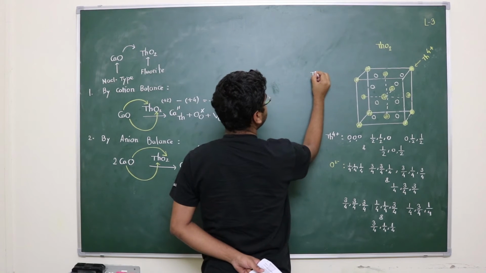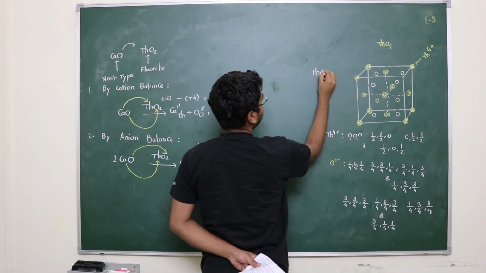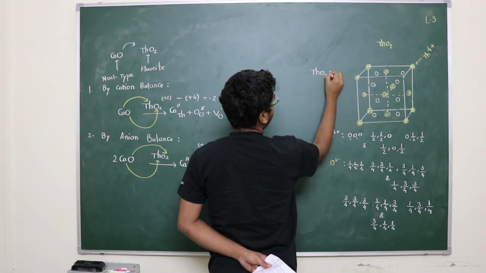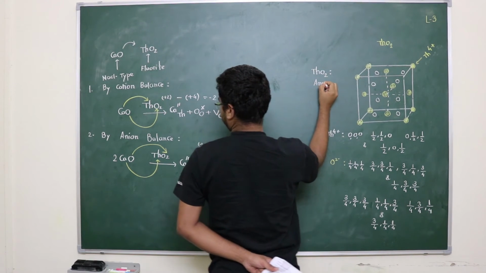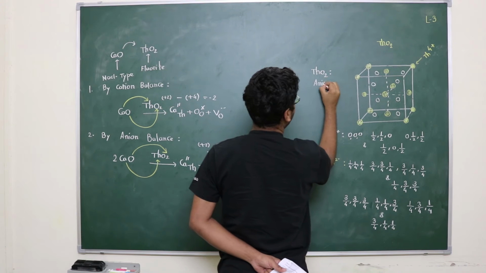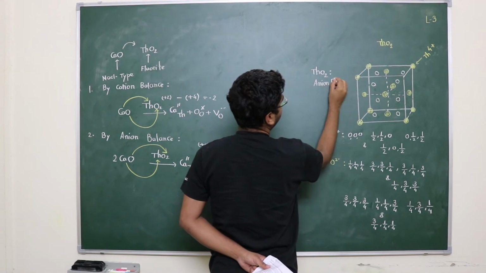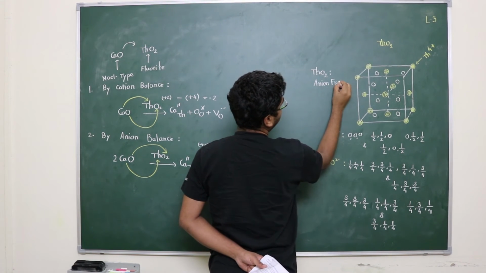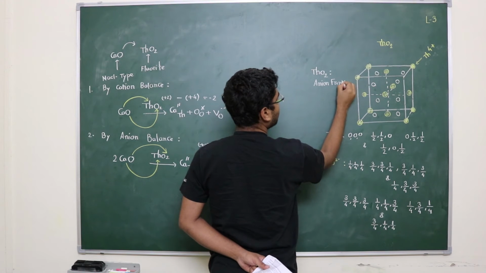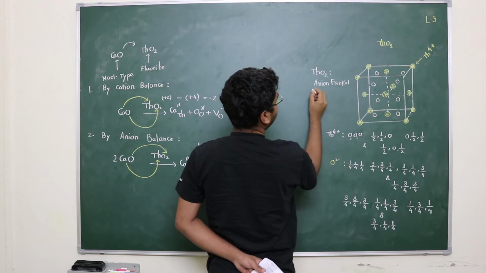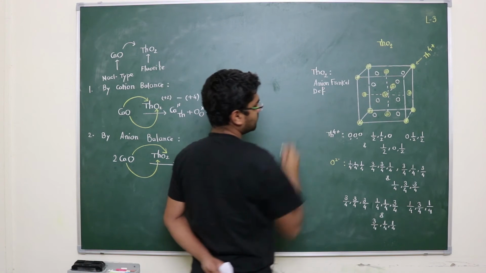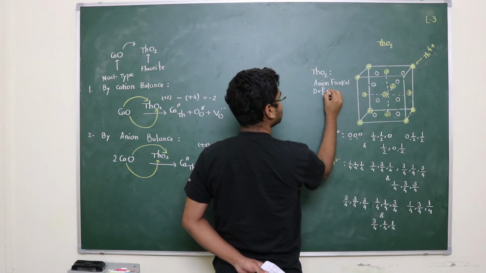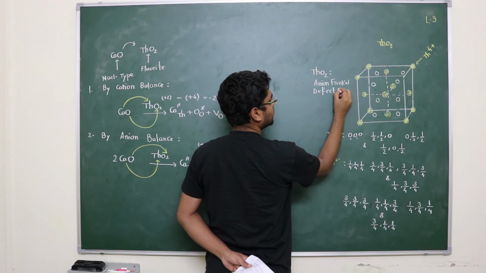ThO2 anion Frenkel defects are prominent. Anion Frenkel defect is prominent.